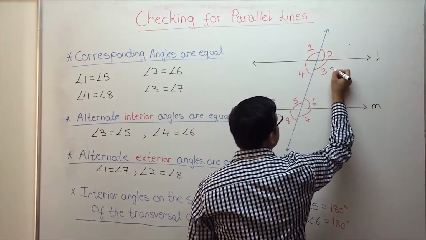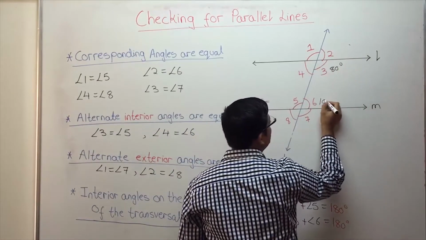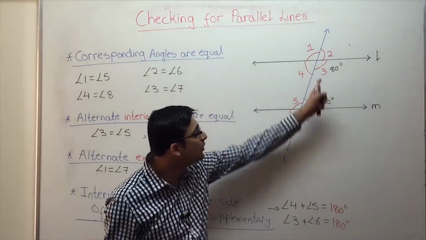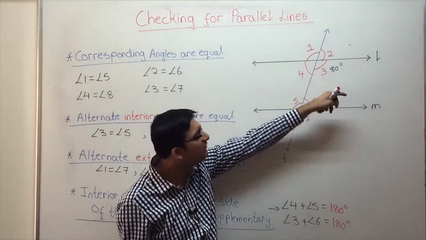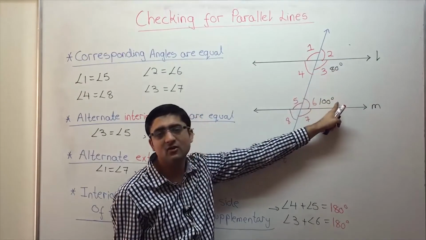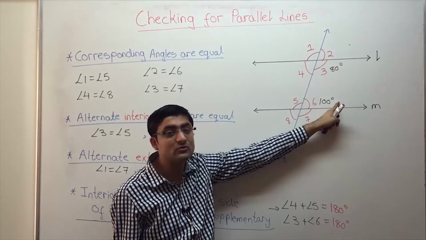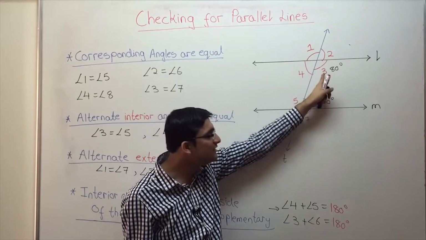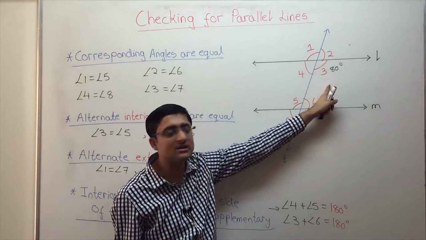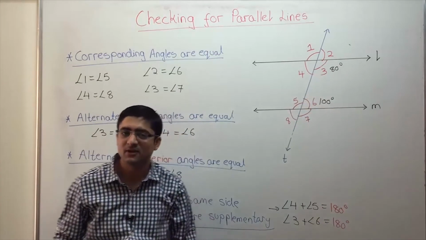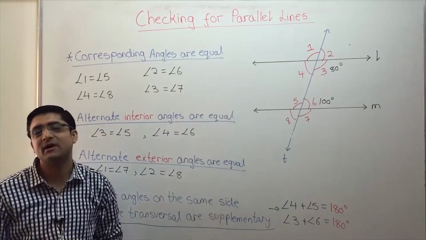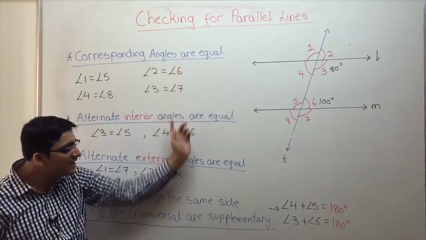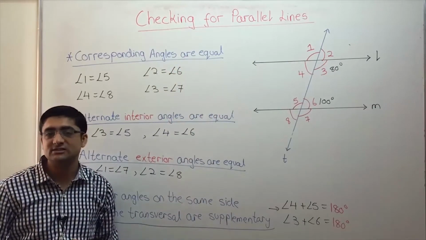Let's say I give you this is 80 degrees and this is 100 degrees, right? So see, what do I have over here? Interior angles on the same side of the transversal. Find their sum. 80 plus 100, 180. Two angles whose sum is 180 means supplementary. So interior angles on the same side of the transversal are supplementary, hence the lines are parallel, right? So basically, if you get any one of these conditions, we say the lines are parallel.